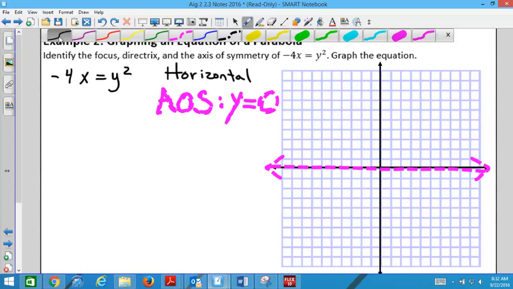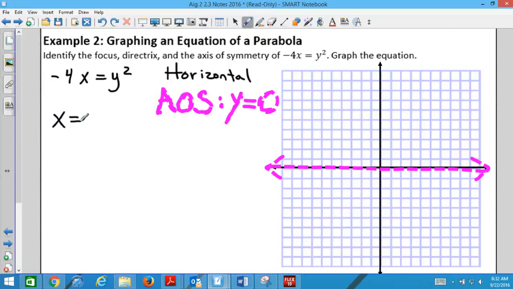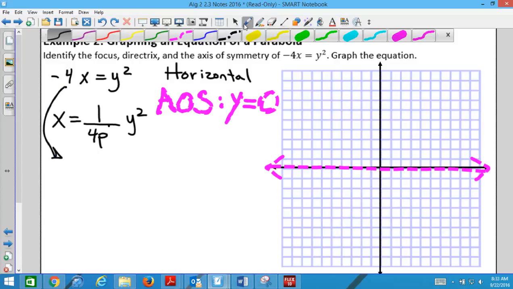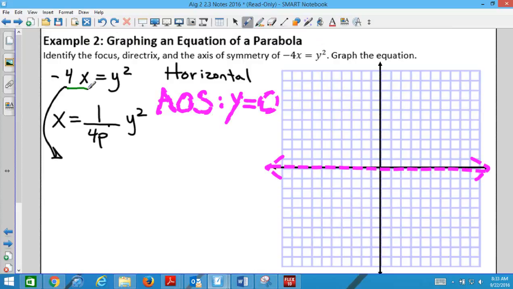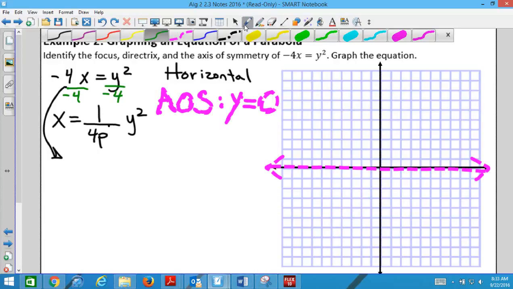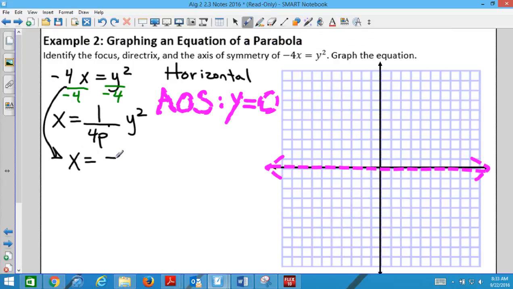And then from that chart, I'm also going to write down the equation formula for this kind. The equation formula from that chart is x equals 1 over 4p y squared. That came just from the chart. Does the equation that I was given say x equals right now? No, so I need to change that so it says x equals. What am I going to do to both sides to make it say x equals? Okay, I can divide by negative 4. I can also multiply by the reciprocal. What's the reciprocal of negative 4? Negative a fourth, and then y squared.